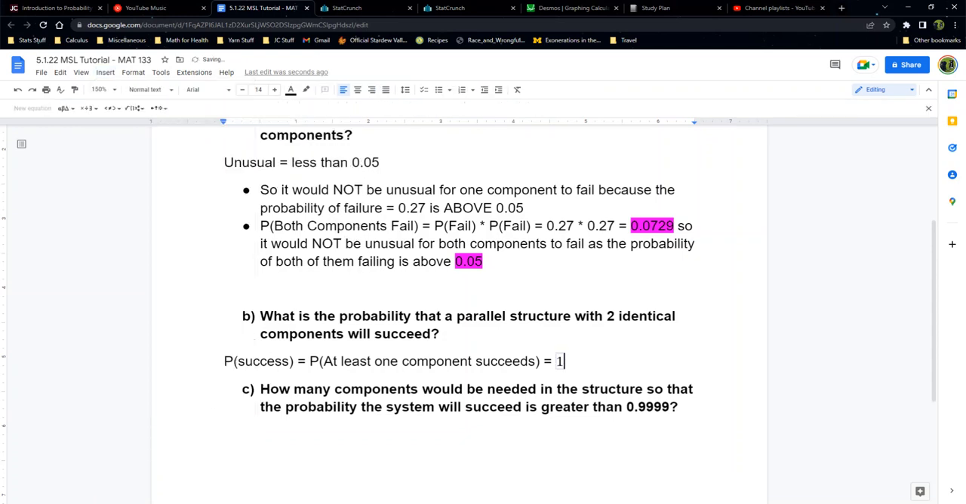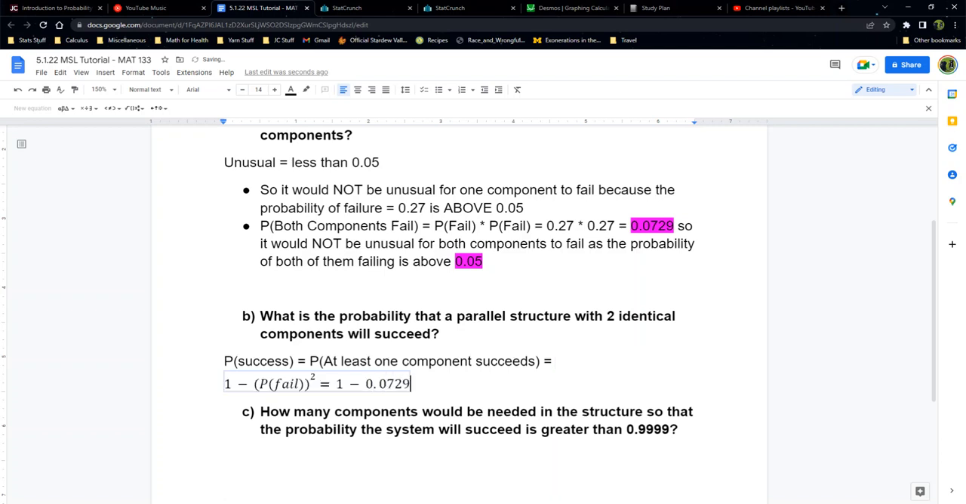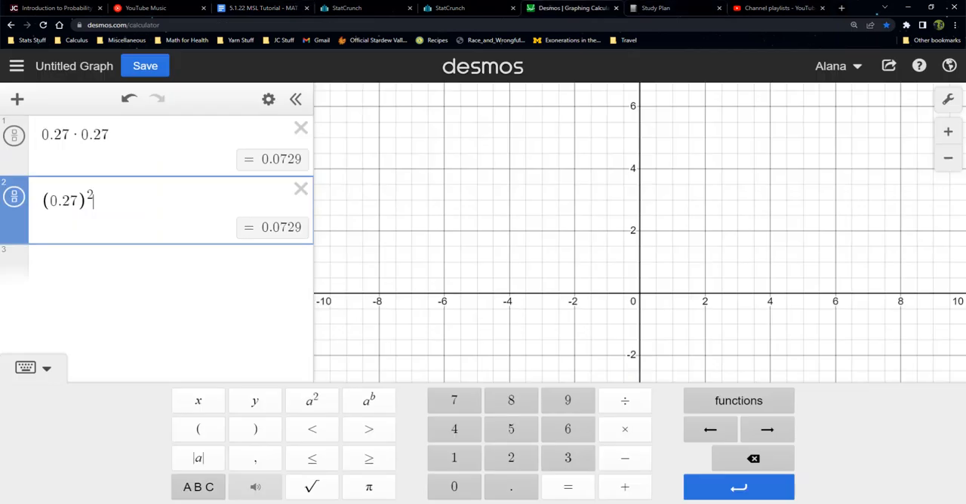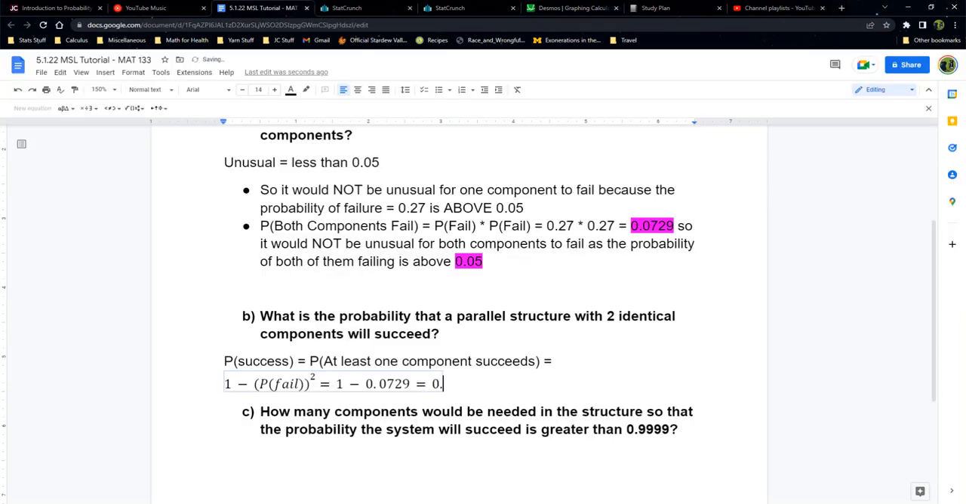All right, so 1 minus the probability of fail to the 2 power. But we already found the probability of fail to the 2 power. It was 1 minus 0.0729. So 1 minus 0.0729 is 0.9271. That's the probability right there that we have success, because success is at least one of them succeeds. So that would be the answer.